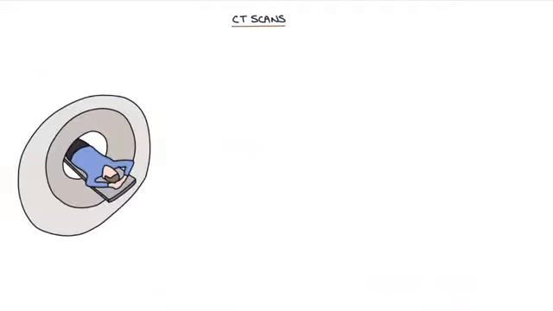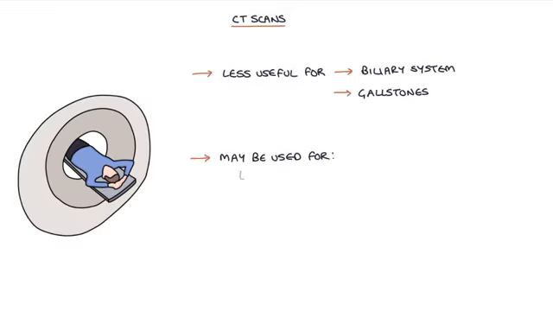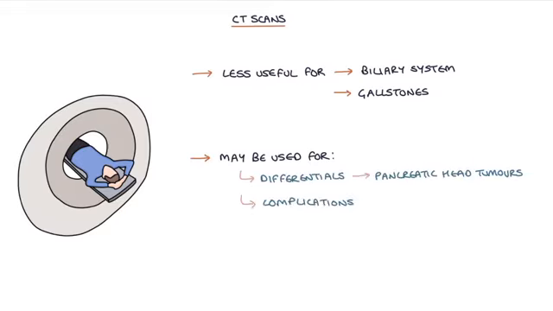Next, let's talk about CT scans. CT scans are less useful for looking at the biliary system and for gallstones. They may be used to look for differential diagnoses, for example, pancreatic head tumours, and also to assess complications such as perforation and abscesses.